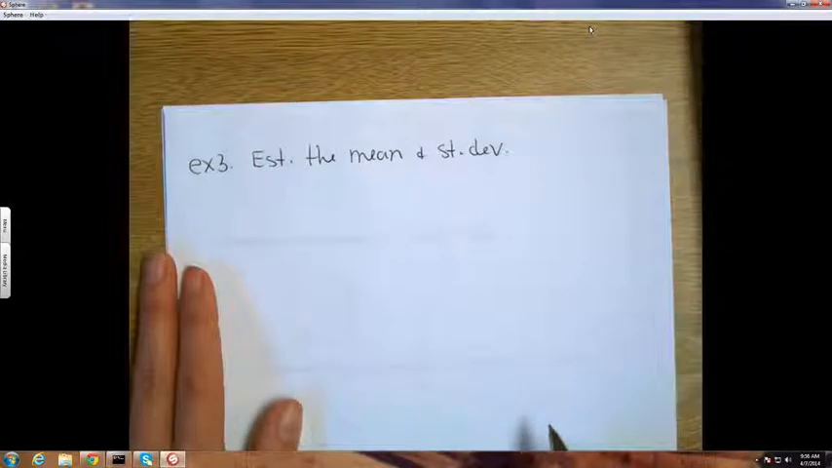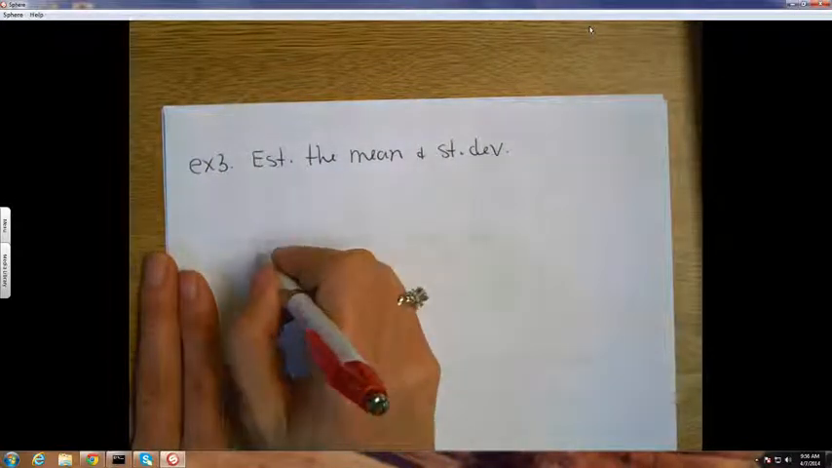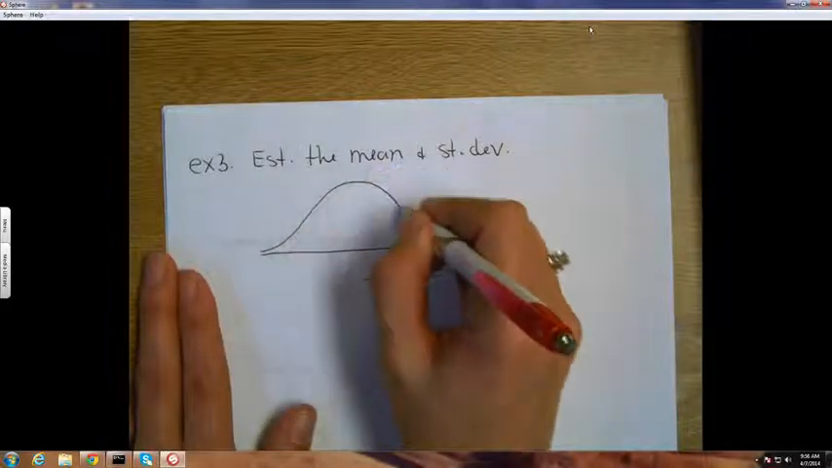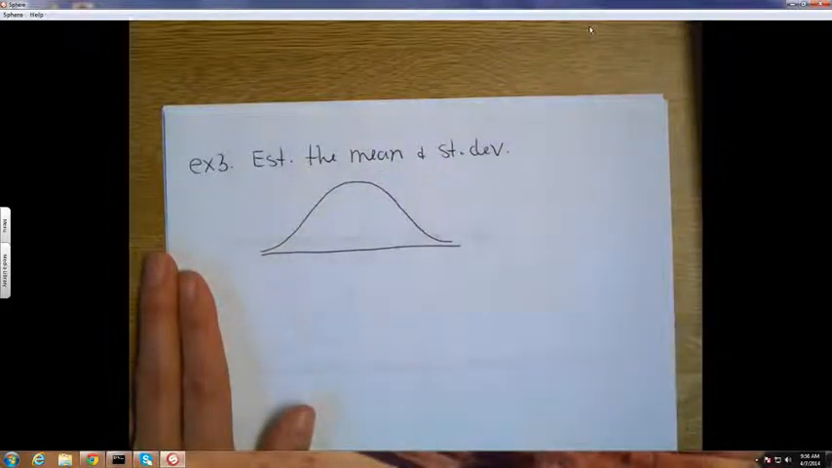Estimate the mean and standard deviation of this normally distributed data, if this is what I tell you.